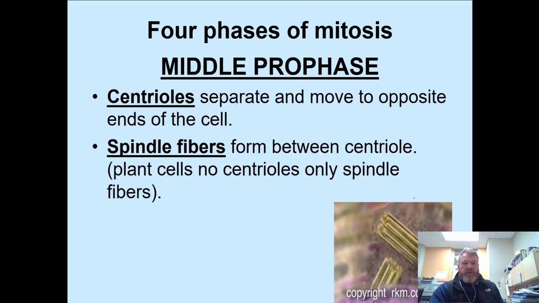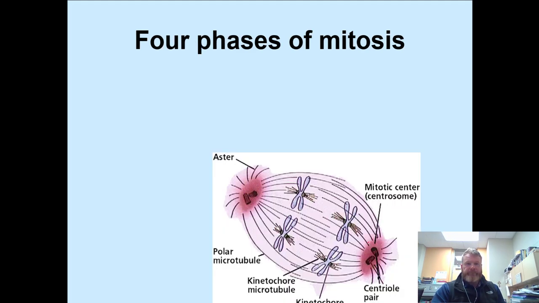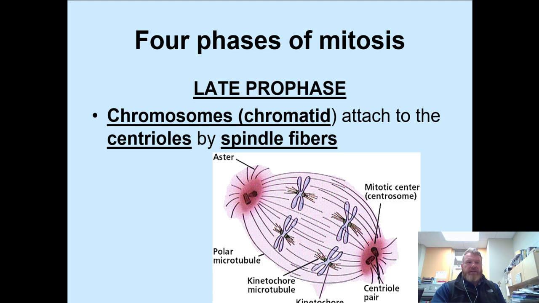All right, centrioles, we talked about these last time. They are helping in cellular division. They're moving to opposite ends, north, south, east, and west, however you like to look at it. Spindle fibers start to project from the centrioles, and they're going to grab the centromeres. So chromosomes in the form of chromatids are attached at the centrioles by spindle fibers.